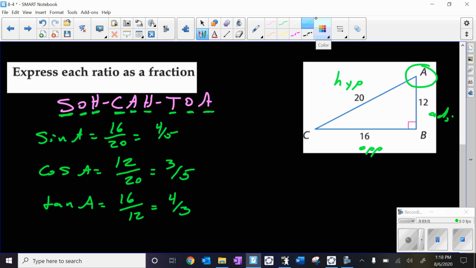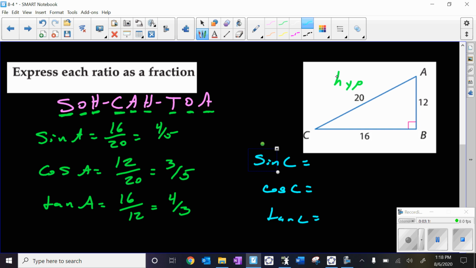We're going to do the same thing now with angle C. So instead of focusing on angle A, now we want to find sine of C, cosine of C, and tangent of C. So your hypotenuse stays the same, but now if I'm focused on angle C, your opposite is 12 and your adjacent is 16. So sine of C, we want opposite over hypotenuse.